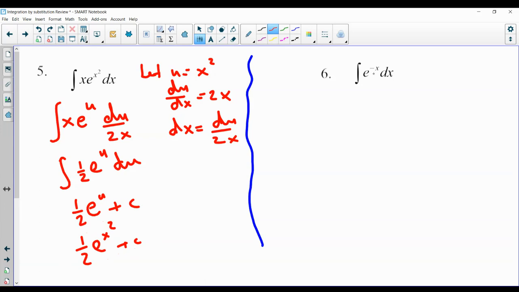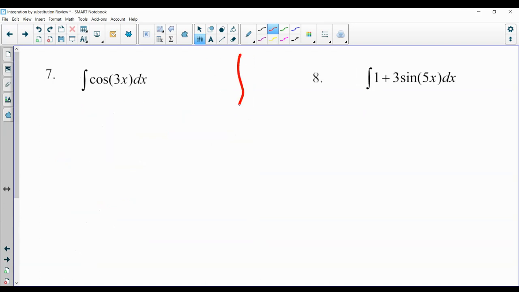Okay. So looking over here, I'm thinking, man, I'm only off by a negative. I'm not going for it. This would just be negative e to the negative x plus c. Anyway, sometimes you can do that. Sometimes you might need to do it out. Okay, let's do some trig.